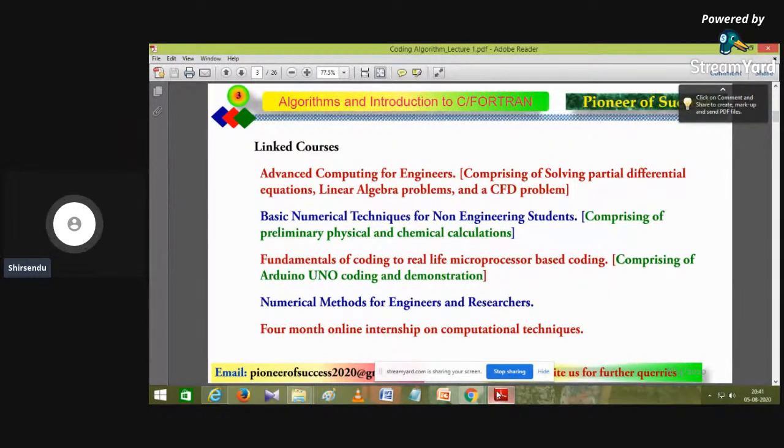This one we are not doing alone. This is the course we are doing in collaboration with Bioaptagen Private Limited.